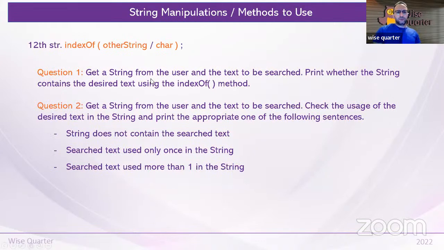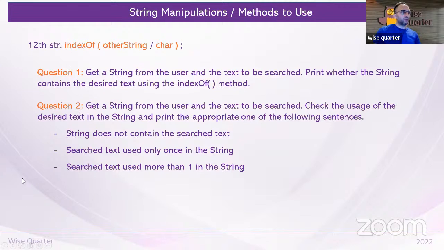Okay, get a string from the user and the text to search, and print whatever string from the text using the indexOf method. It's very easy for you, you can do it. The next one is get a string from the user and the text to search, check the usage of the desired text in the string, and print the following sentences: string does not contain search text, search text used only once, search text used more than once. This one is very easy for you, I think.